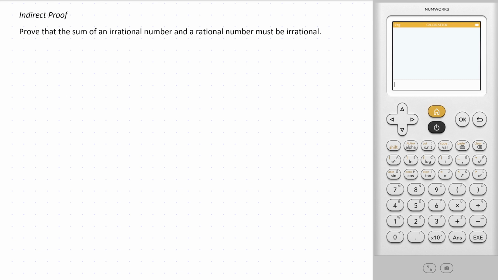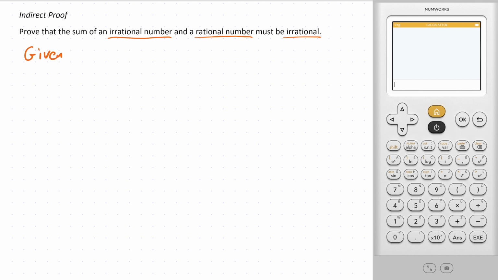What's up, mathematicians? In this video, I'll be showing you an example of an indirect proof, also known as a proof by contradiction. In this particular proof, I'll show how we can prove that an irrational number plus a rational number must be irrational. So when I take the sum of an irrational and rational number, the resulting sum must be irrational. So let's start out by stating our given and goal.